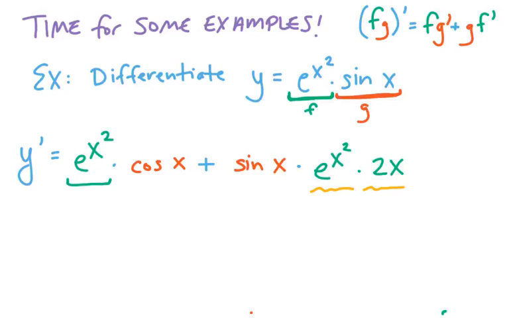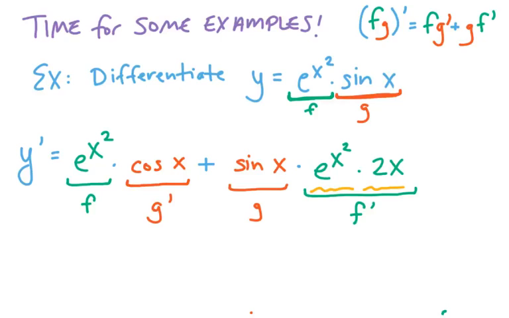We multiplied it by the derivative of the second function. The derivative of sine was cosine. So there's our f and our g prime. Then to that we added function g left alone. And then we multiplied by the derivative of f, and that's the part that today required our new knowledge of the derivative of e raised to a power.